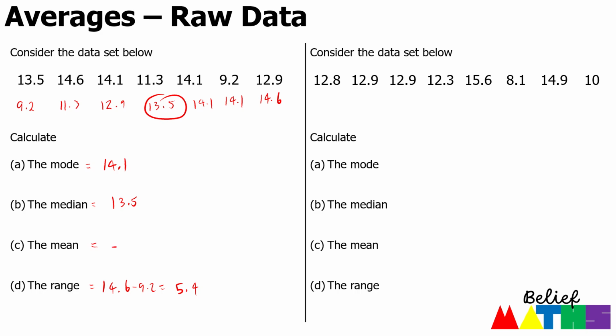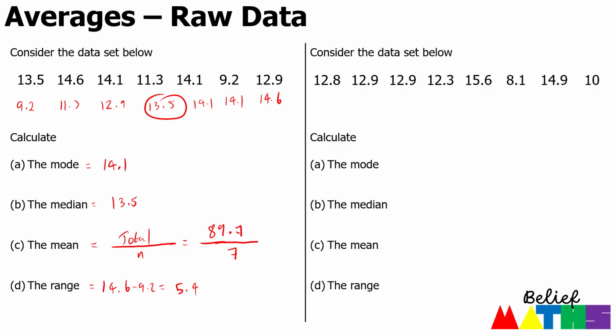The mean, remember, we find the total divided by n. So it's always all the values added up divided by n, the number of values we had. So in our case, we've got 7 values, and we're going to add up all those numbers. So 9.2 plus 11.3 plus 12.9 plus 13.5 plus 14.1 plus 14.1 plus 14.6. And that gives us 89.7.